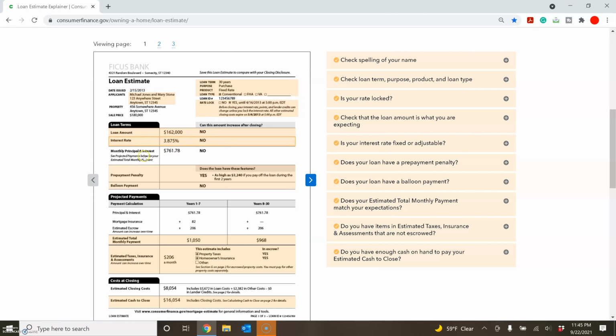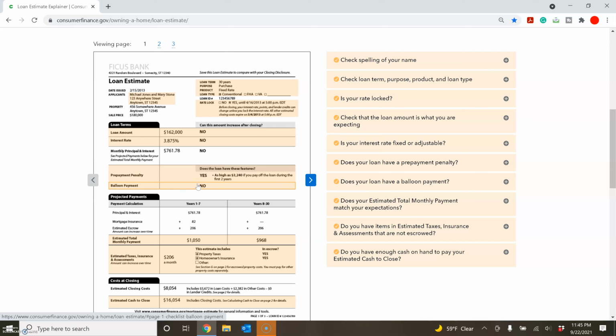This is your monthly principal and interest. So this basically is the money you're paying back plus the cost that you're paying it back at, which is your interest. And this is directly derived from your interest rate. Prepayment penalty, this will have your information. It's never good to have a prepayment penalty. This will have a lot of the details that are negative details of your loan. Balloon payment, you never want a balloon payment, it's a bad idea.